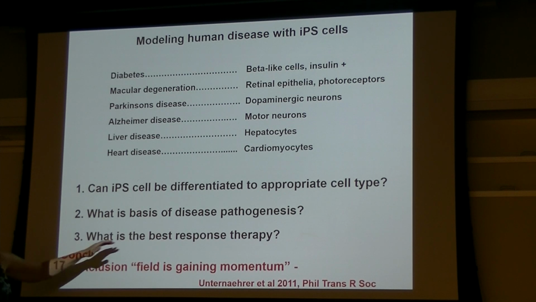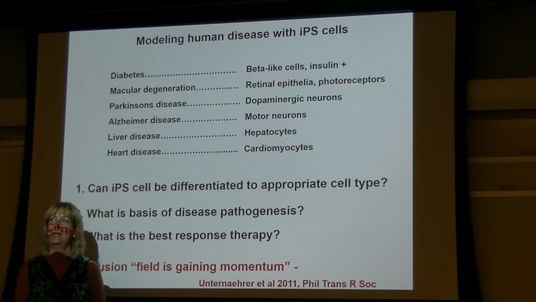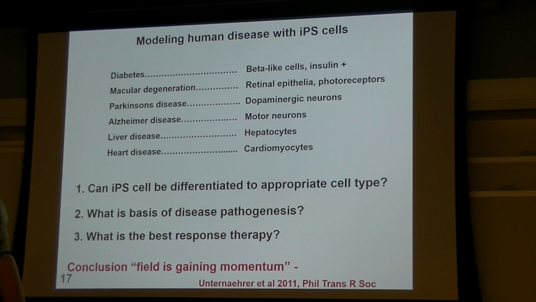Then, what would be the best response therapy? Let's say we have the cells and we know what the problem is, what's the best way to correct this? Maybe it seems obvious, but that's going to take a lot of study as well to really nail down. And so this is a quote from a recent review I read, and I think the general feeling is that this is a field that's gaining momentum, and we're probably going to hear a lot more about it in the upcoming years.